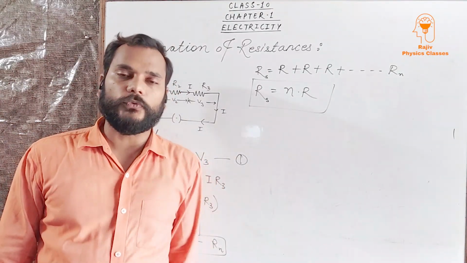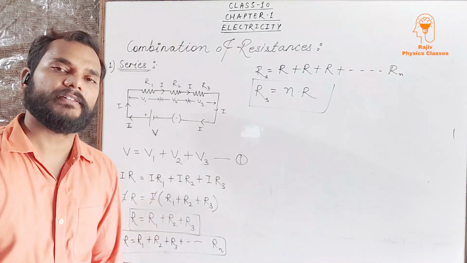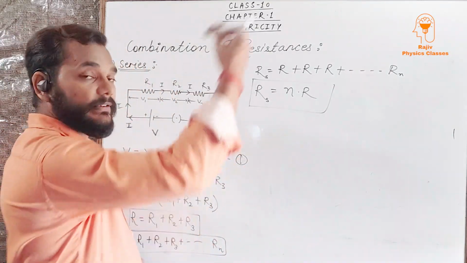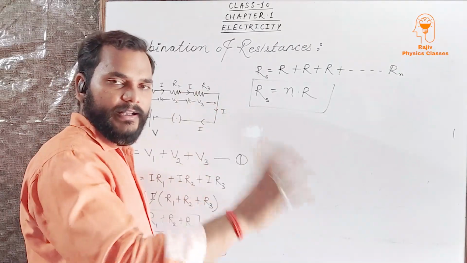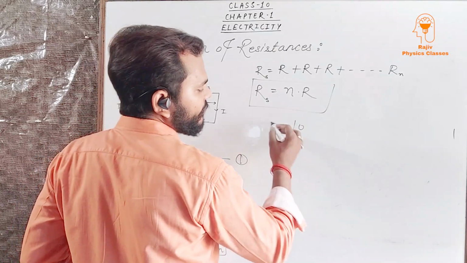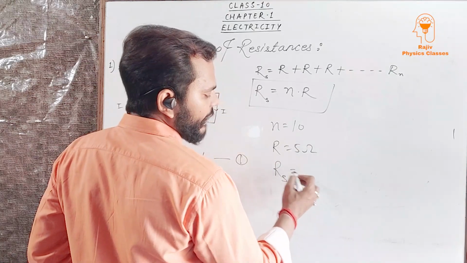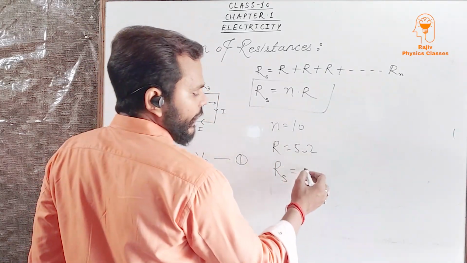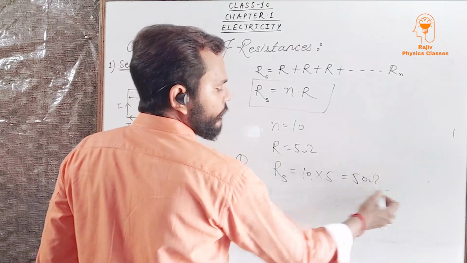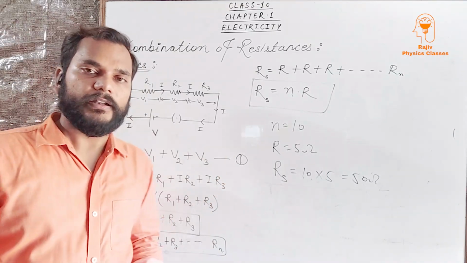So if anyone asks you what is the formula for identical resistances connected in series, we can simply say that Rs is equal to n times R, where n is the number of resistances. For example, if 10 resistances of 5 ohm each are connected in series, then what is the combined value? Can you tell me the combined value of the series resistance? nR, that means 10 into 5, that means 50 ohm. Yes or no? Okay? So this is the formula for the series combination of resistances.